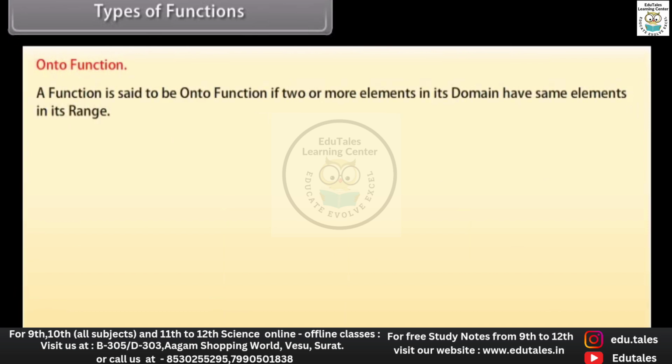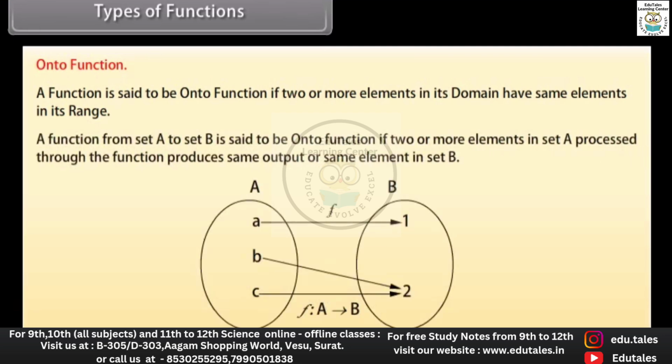Onto function. A function is said to be onto function if two or more elements in its domain have same elements in its range. Or a function from set A to set B is said to be onto function if two or more elements in set A processed through the function produces same output or same element in set B. A function f from X to Y that is both 1-1 and onto is said to be 1-1 and onto, or bijective.